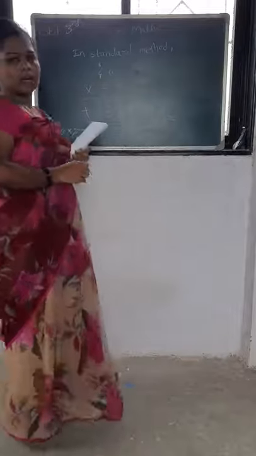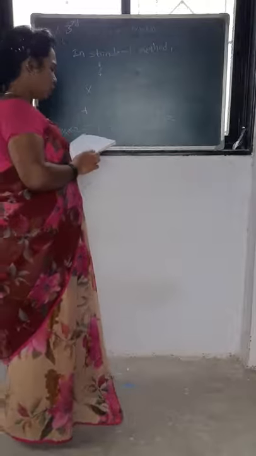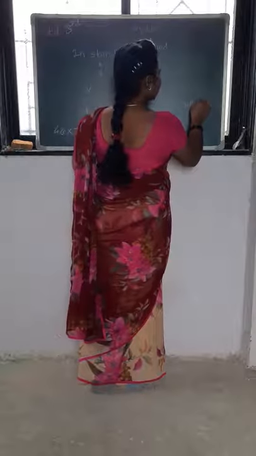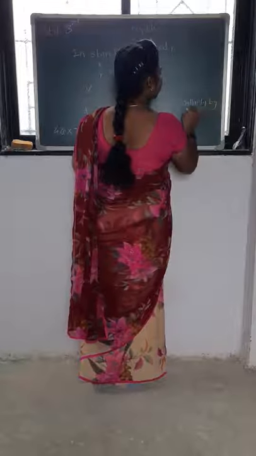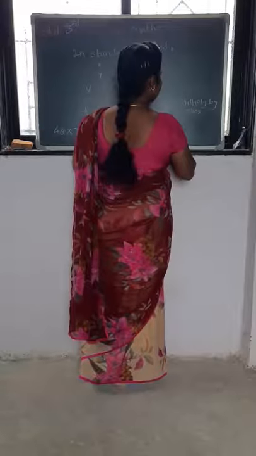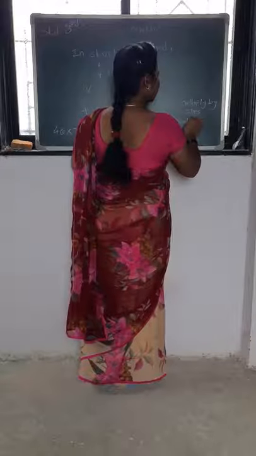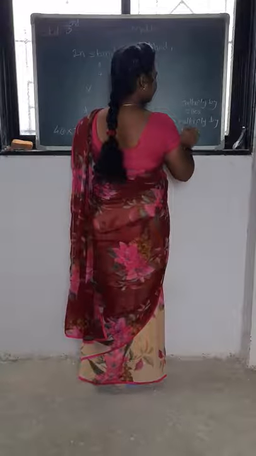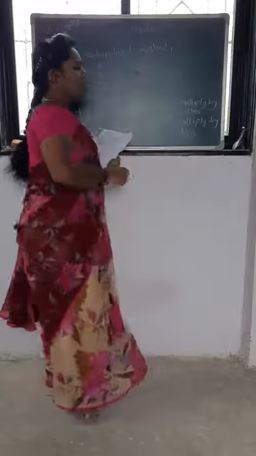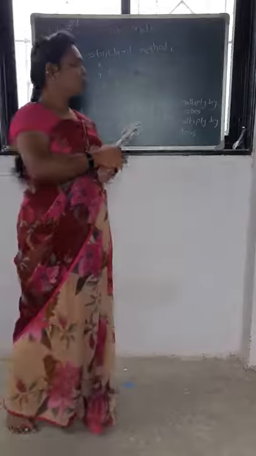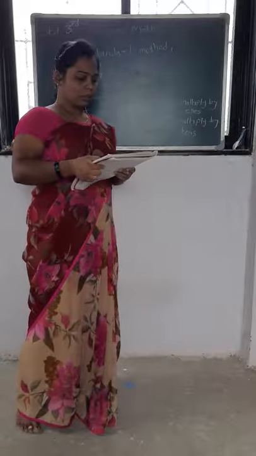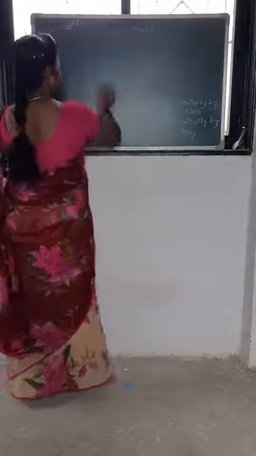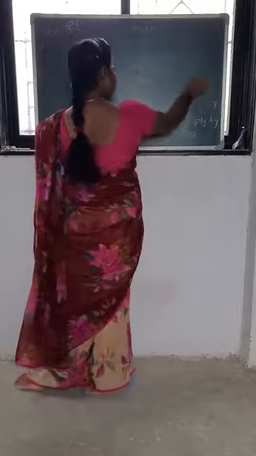This is the standard method of multiplying. Firstly here we multiply by ones. Next here we multiply by tens. This is the method of multiplication by a 2-digit number. Next, the second example: you solve the example in the standard method.